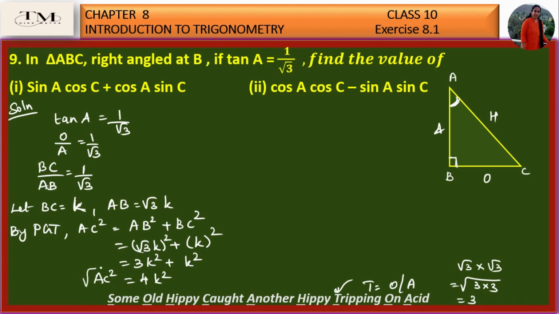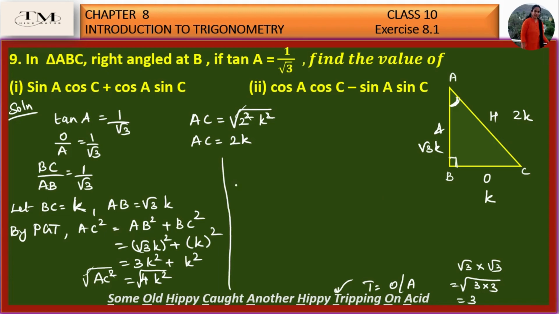So AC square equal to 4k square. We need AC. So take square root on both sides. So this square root makes this 2 get cancelled. So AC will be equal to square root of 4 can be written as 2 square. So this power 2 gets cancelled by square root. So AC will be equal to 2k. So we got AC 2k. AB is root 3k. BC is k. So these are the values we got. Now we have to find out sin A, cos C, cos A, sin C.